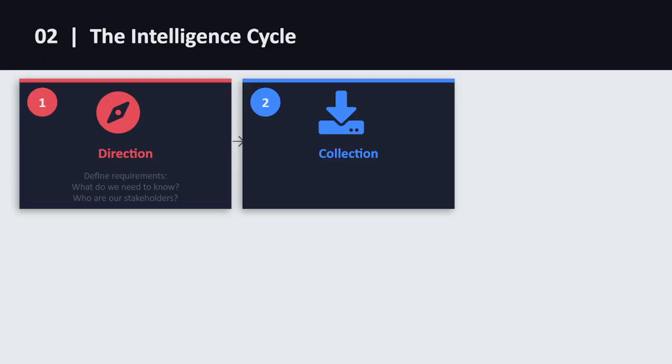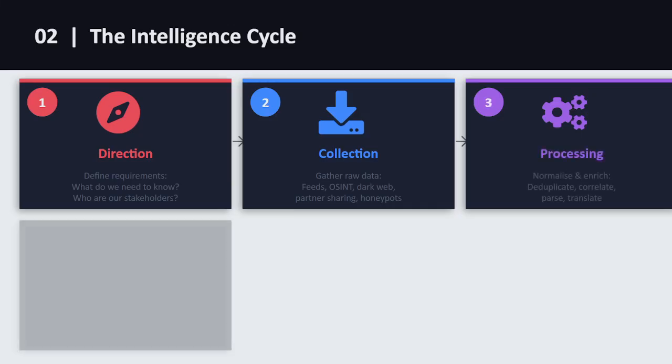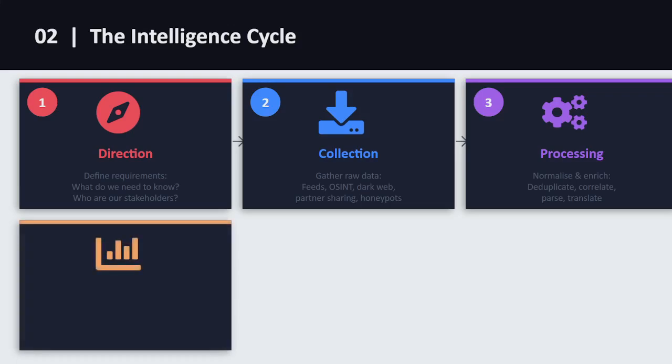Who has to be kept in the loop? Then you are going to collect the data here. What are your sources from where you are capturing the data? Then we are going to process that data. How are we going to process it? Is it a legitimate threat, or is it just a false positive?